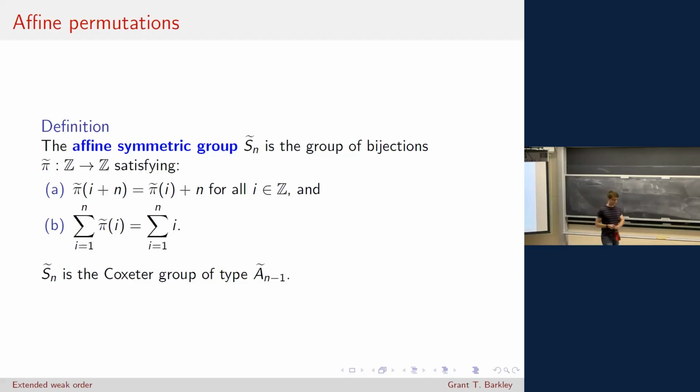All right, so now for the affine symmetric group. It'll turn out that the story is pretty similar. So the affine symmetric group is the group associated to this affine type A root system. But there's also a combinatorial way of describing it. It's the group of bijections from the integers to themselves, such that adding n to the input is the same thing as adding n to the output. Okay, there's also a normalization condition which says that if I sum the first n outputs, then it's the same as summing the first n inputs. Okay, so this is a Coxeter group, the affine type A Coxeter group.